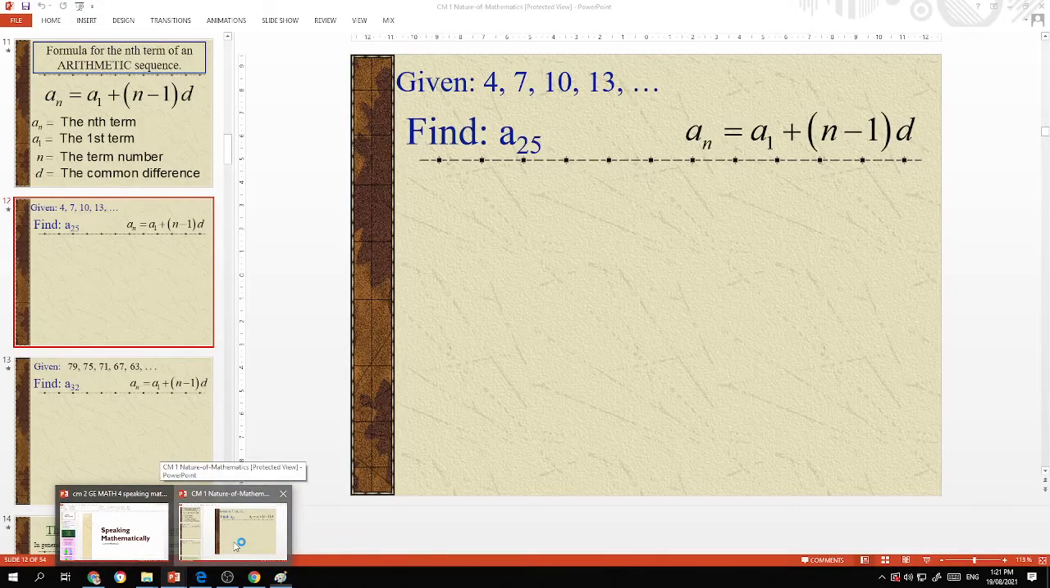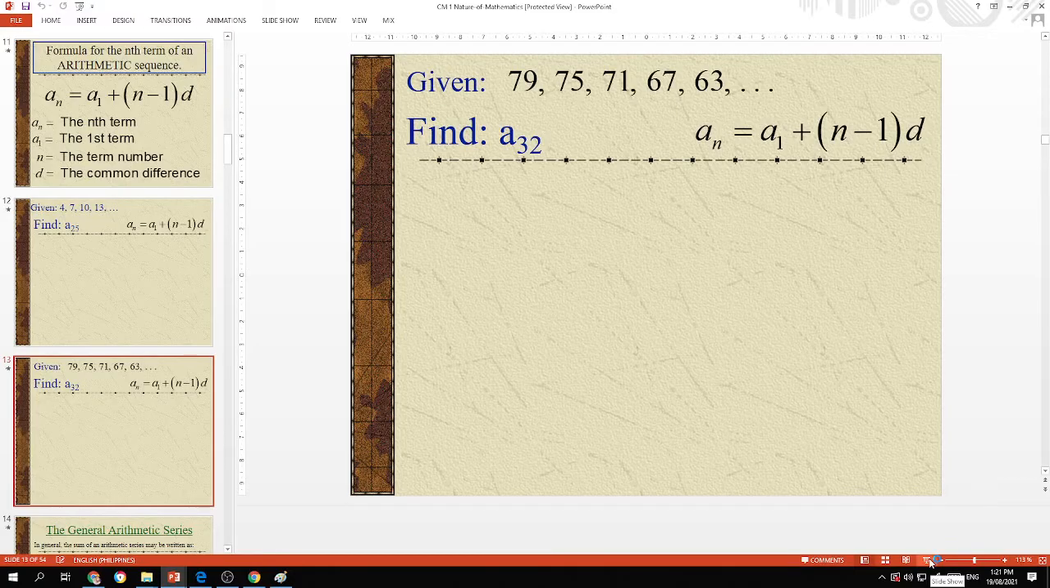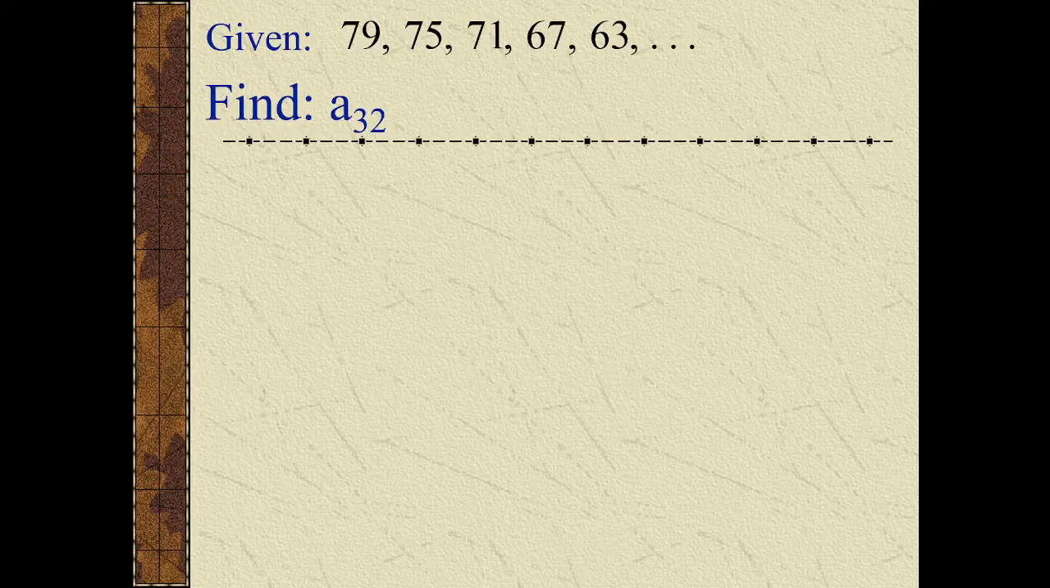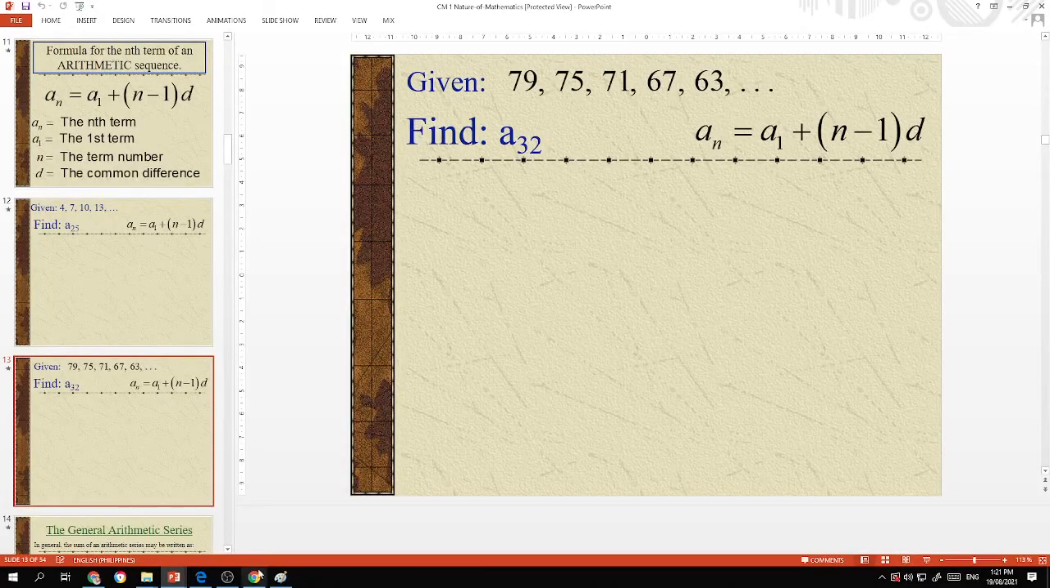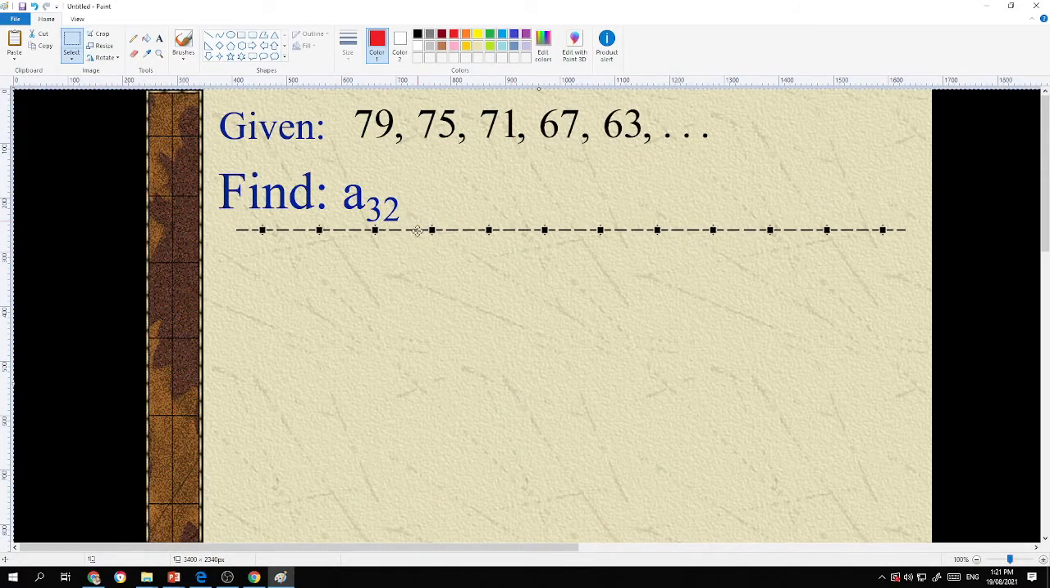There you go. This one is done. Let's go to this example. Let me print screen. And let's proceed to our Paint. Okay, this one. What is the first term? 79. So our first term, this is our first term. That's 79. Let me write the formula first.